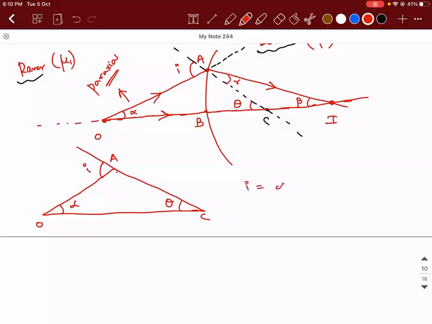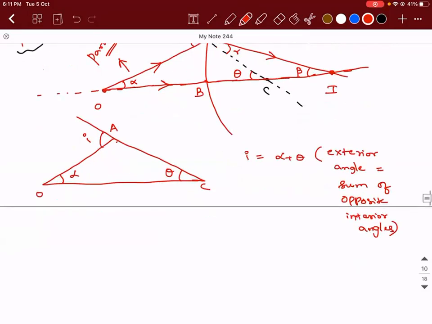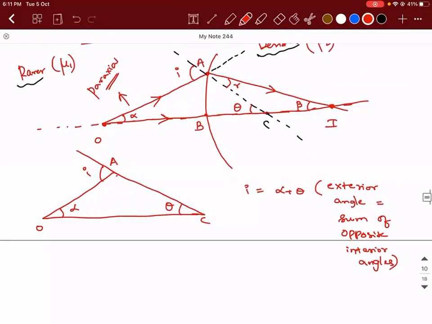i is equal to alpha plus theta. Why? Exterior angle is equal to, complete the statement, sum of opposite interior angles, right? i is equal to alpha plus theta.